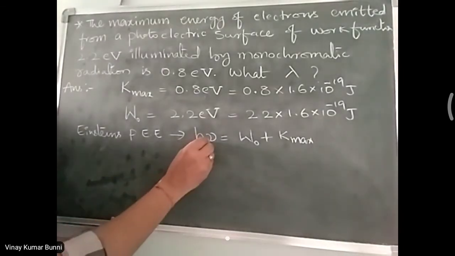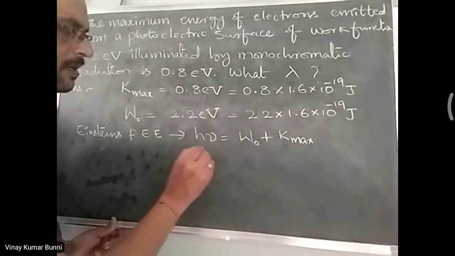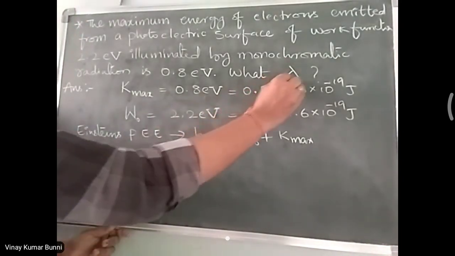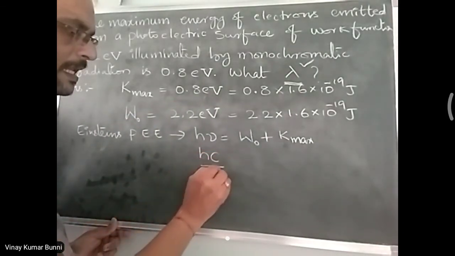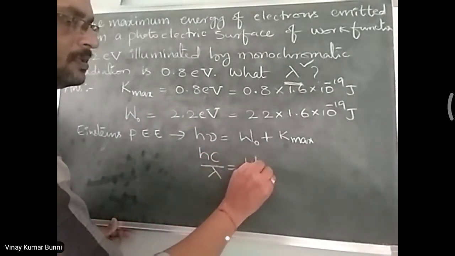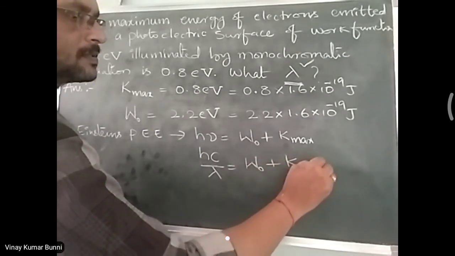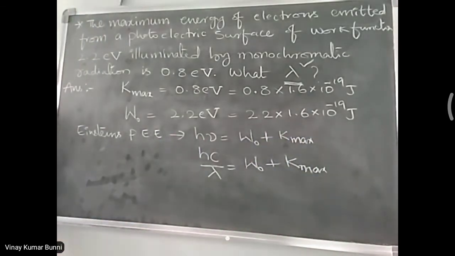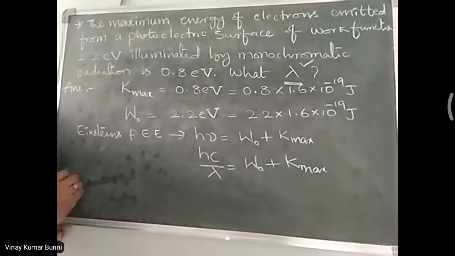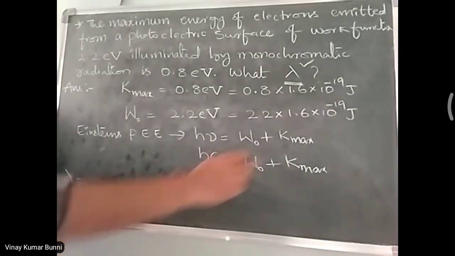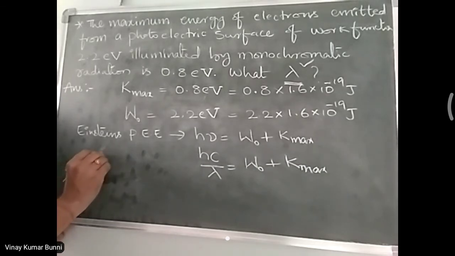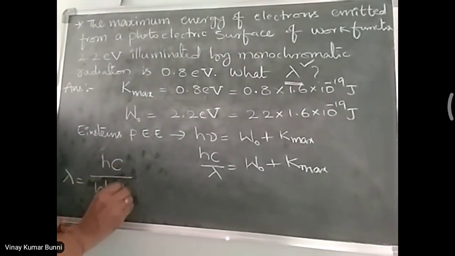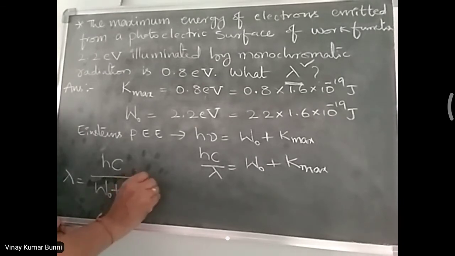Okay, this one is because you are being asked to calculate the lambda value. Here we have to find the lambda value, so hc by lambda equals W naught plus K max. So what about lambda value? Here you need lambda, so send lambda to the other side and bring W naught plus K max to this side. So lambda equals hc by W naught plus K max. Substitute all the values. What is h?